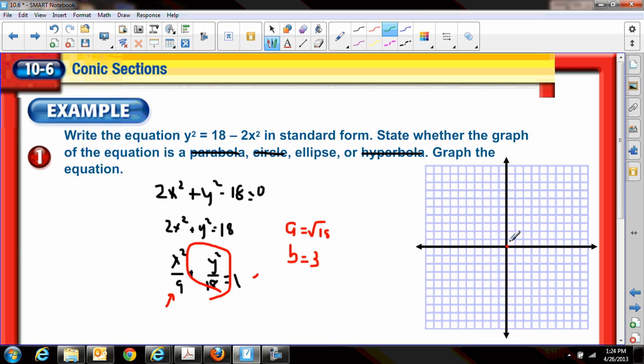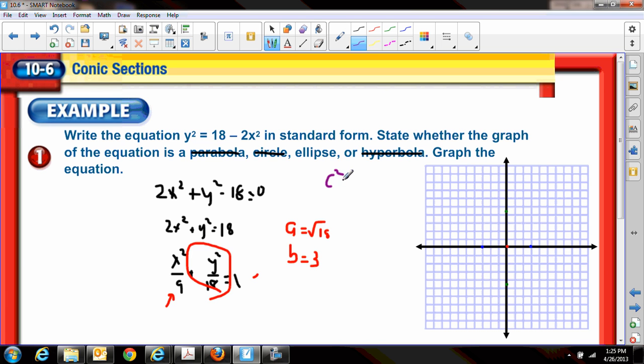So the square root of 18 is a little bit bigger than 4, not quite 5. So right about there. Same thing down, right about there. The b is my 3, so that's how far in the minor axis that I go. So 3 units this way, 3 units this way. And the one extra thing that I need is c, the foci.